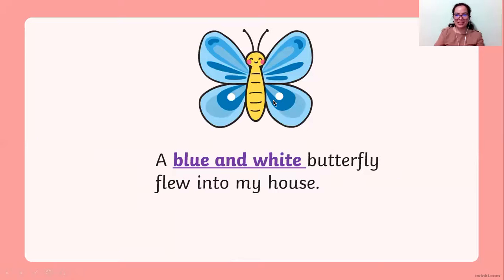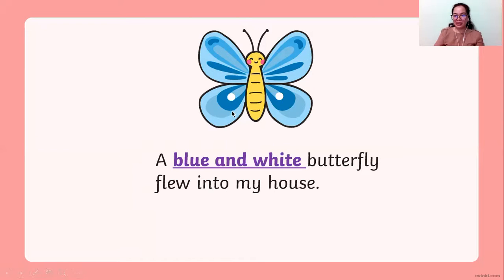Butterfly. So this is a butterfly. So how will you describe the butterfly? Look at this: a blue and white butterfly flew into my house. So the description of the butterfly here is blue and white. Like what I've said also, an adjective can be a color. So you can describe a noun according to its color.